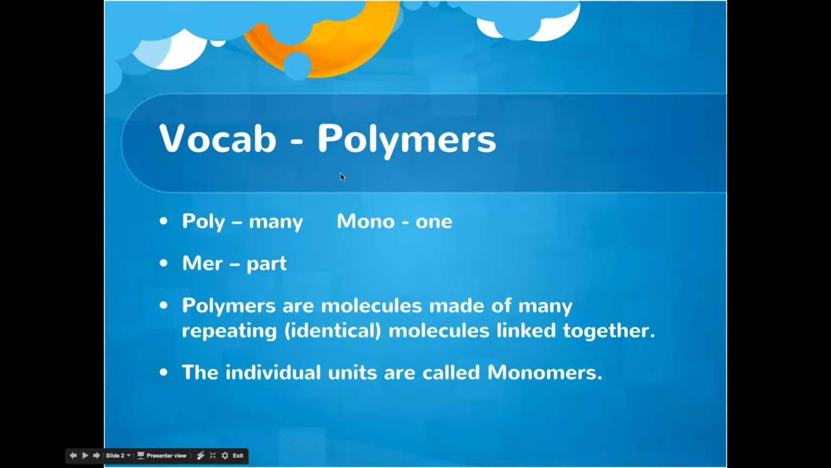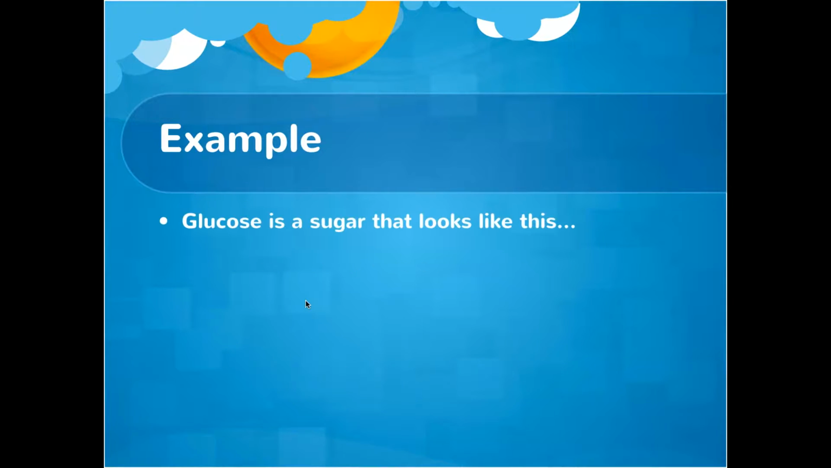So ideally, these polymers are molecules, and I'll show you a diagram of this. They're made of smaller molecules chained together over and over again. There are lots of molecules in our body that work this way. So let's take an example.